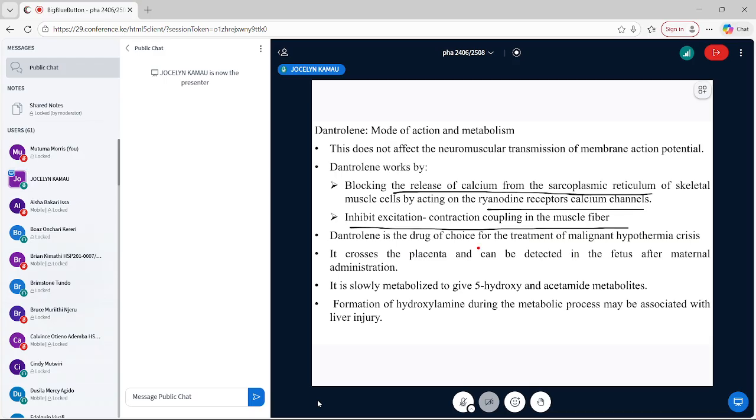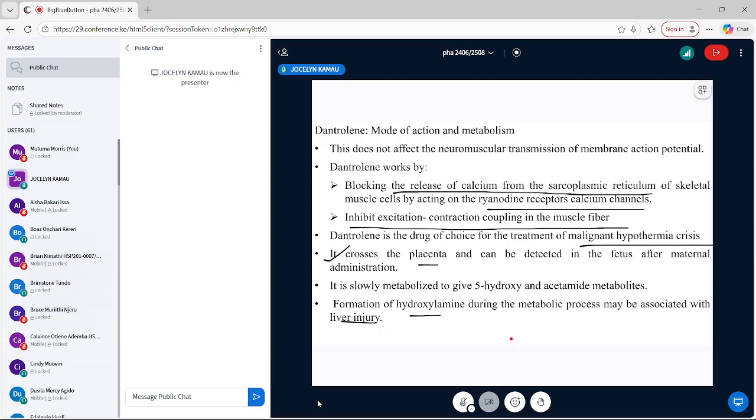It is a drug of choice for the treatment of malignant hyperthermia crisis. It crosses the placenta and can be detected in the fetus after maternal administration. That can be a bit risky. It is slowly metabolized to give the 5-hydroxy and acetamide metabolites. Formation of hydroxylamine during the metabolic process may be associated with liver injury again.